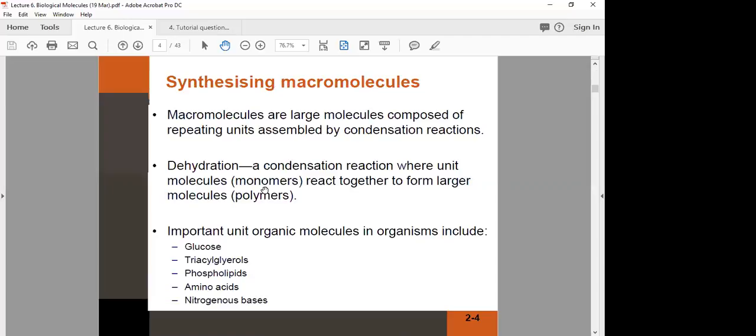These monomers react together to form larger molecules, which we call polymers. So we can think of, just very simply, we can think about the building blocks as just individual monomers or subunits. And then if we actually join them together, if they were bonded together, then we would have a polymer. Okay, just a simple way of visualizing that. All right, important unit organic molecules in organisms include glucose, triacylglycerols, phospholipids, amino acids, and nitrogenous bases. And we'll touch on all of those during this lecture.